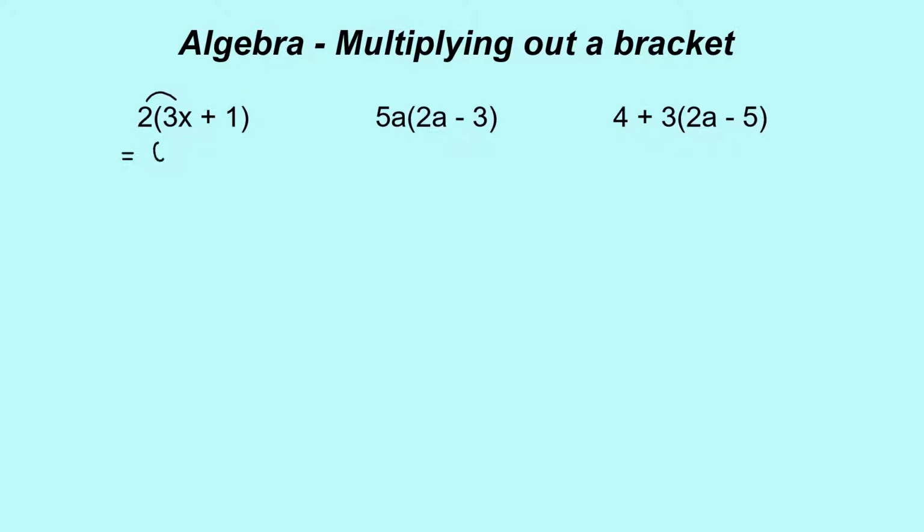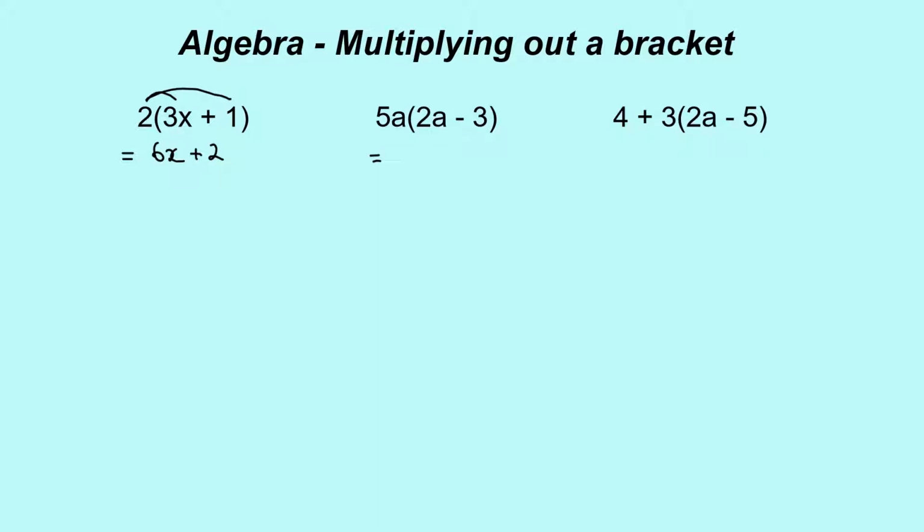2 times 3x is 6x, and then we've got a plus sign in the middle, so keep that there. 2 times 1 is 2. So we end up with 6x plus 2 as our final answer. That's all we're looking at here. Second line across there. So, second example, same idea, just a little bit more complicated.